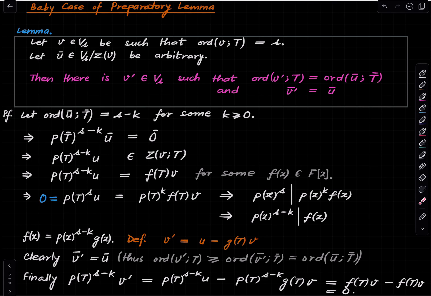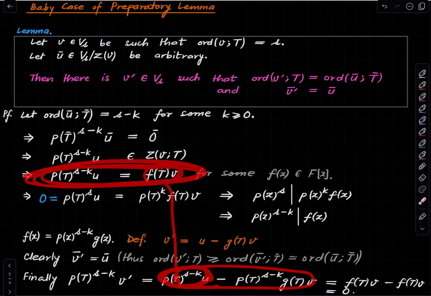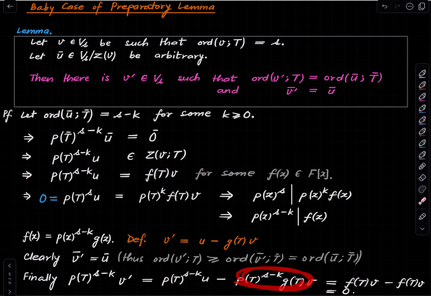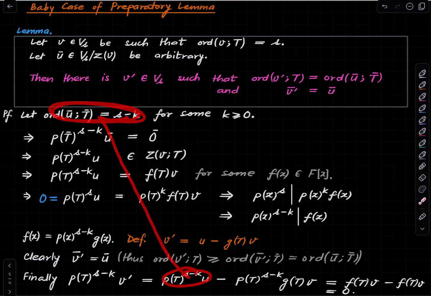So once again, this much was clear that this thing is equal to that thing, and all we need to do is show that this is 0. So once we have this expression, this thing is equal to f(T)v because of this equation, and the second thing is equal to f(T)v. So the two cancel out. The mistake I made was I said that this is 0, but that is not true. I kind of got confused because of that, but I'm sure now there is no confusion.